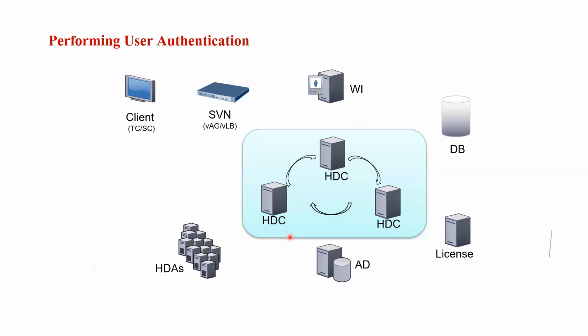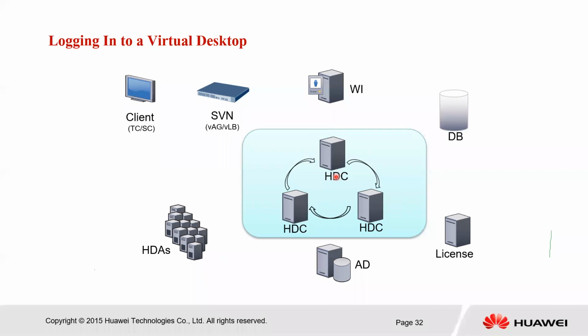Now, how is user authentication performed in FusionAccess? Let's see this. The devices communicate with each other, and the HDC, Huawei Desktop Controller, will send the request to the Active Directory. The Active Directory will send the authentication if that particular user has the required authentication, and it will return to the terminal device or the end user. You should also know how to log in to the virtual desktop, and what the mechanism is behind logging in to the cloud desktop.